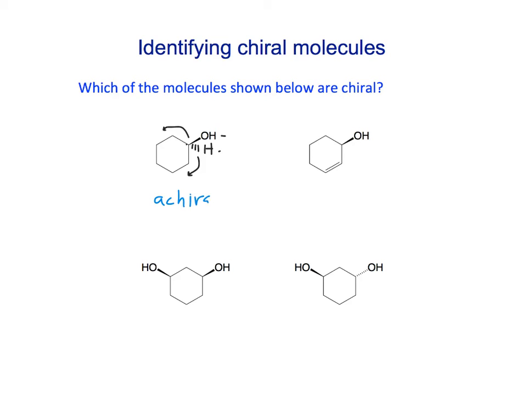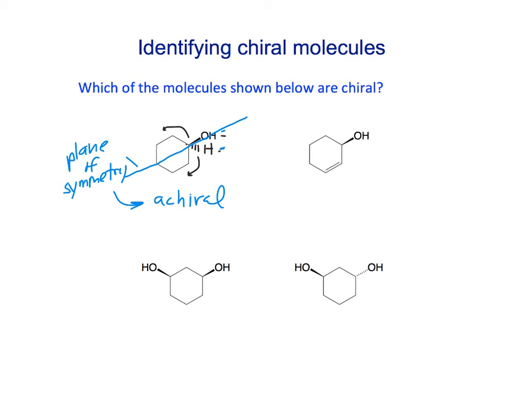Now, another way to think about this is that the OH here and the H here, really the OH is directly in front of the H. We skew them just to the side to cheat a little bit so we can see them both. So in fact, this molecule has what we call a plane of symmetry that goes right down the middle of the molecule. And when a molecule has a plane of symmetry, it will be achiral.